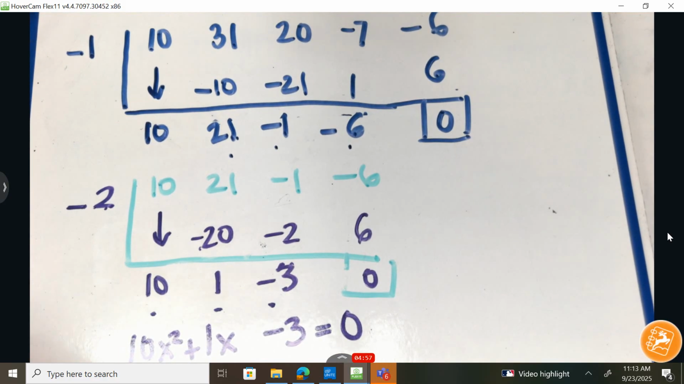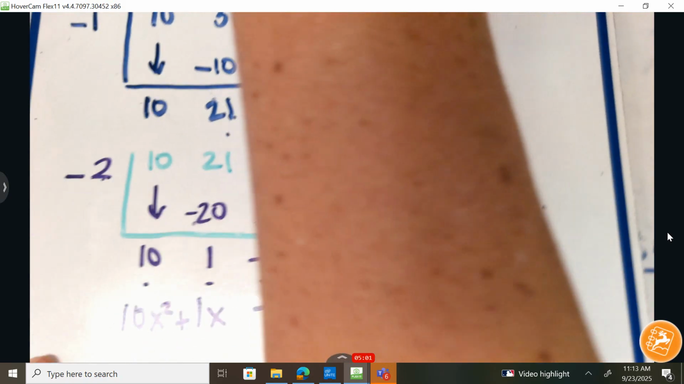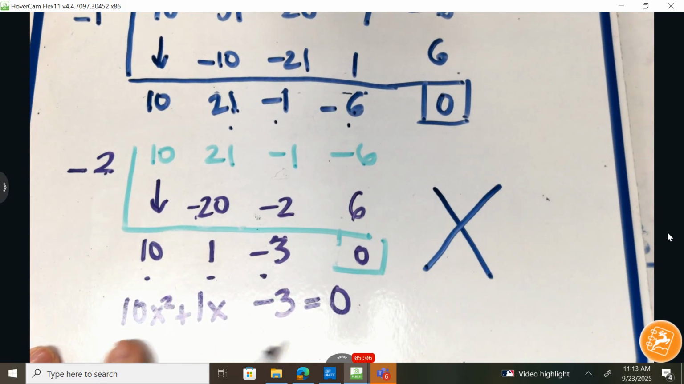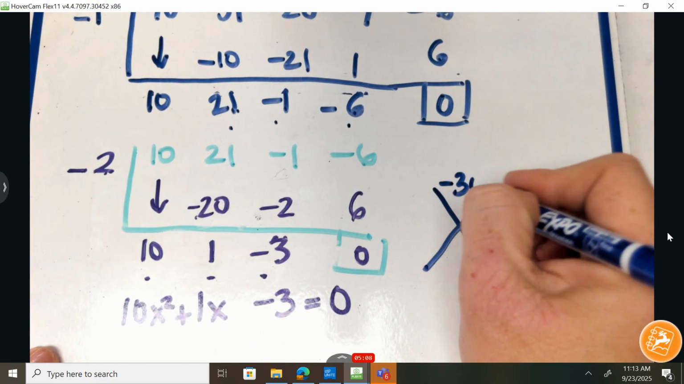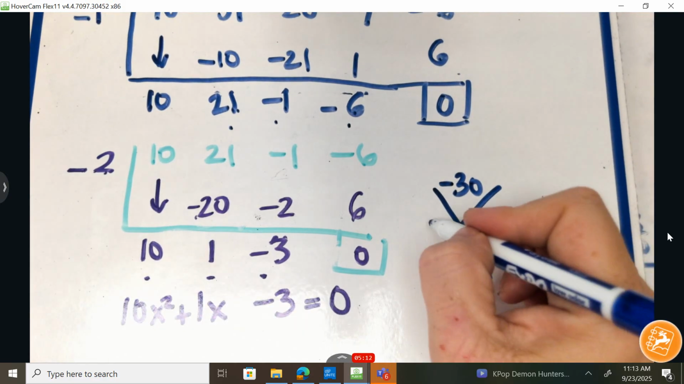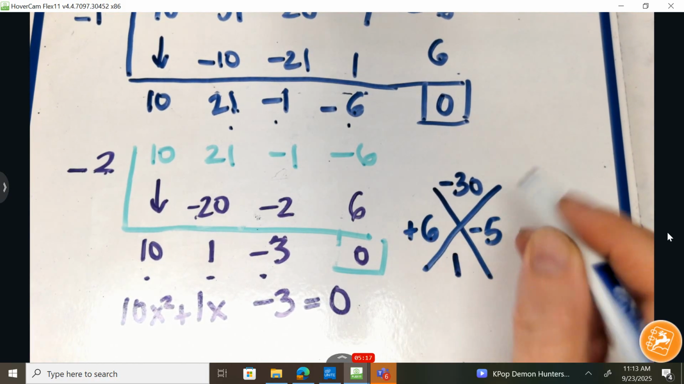I always like to see if I can solve by factoring because it just seems faster to me, but you don't have to. That's not a method you need to use. Quadratic formula will always work. 10 times negative 3 is negative 30. Are there two values that multiply to give us negative 30 and combine to give us 1? Yes. 6 and 5, with the 6 being positive and the 5 being negative.